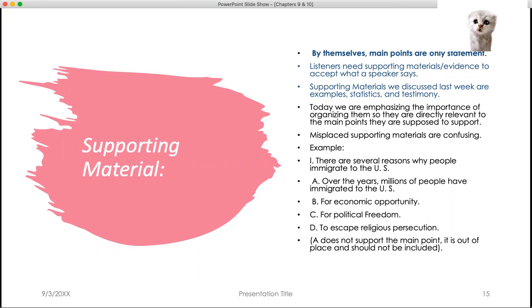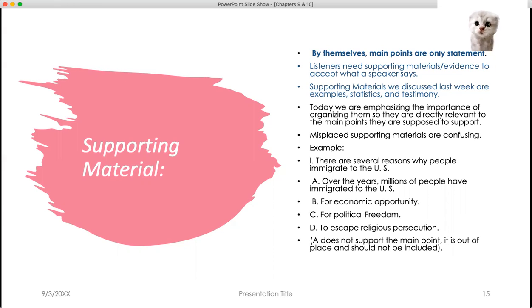Today, we are emphasizing the importance of organizing them so that they are directly relevant to the main points that they're supposed to support. Misplaced supporting materials can be confusing for the audience. Here's an example. Let's say that the main point is there are several reasons why people immigrate to the US. A, over the years, millions of people have immigrated to the US. B, for economic opportunity. C, for political freedom. And D, to escape religious persecution.